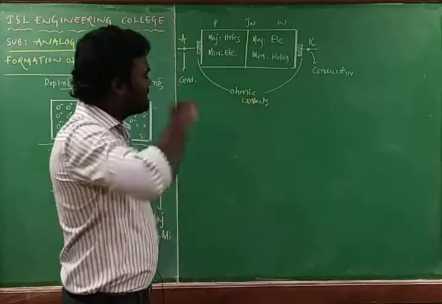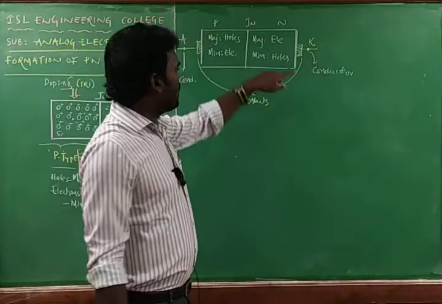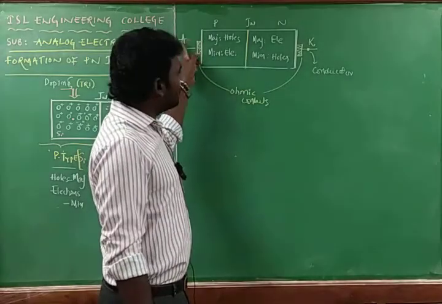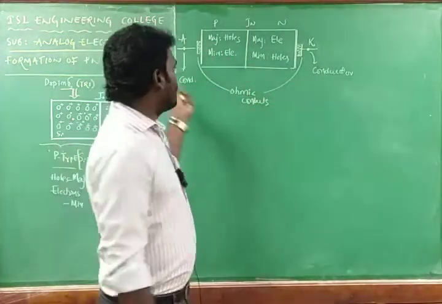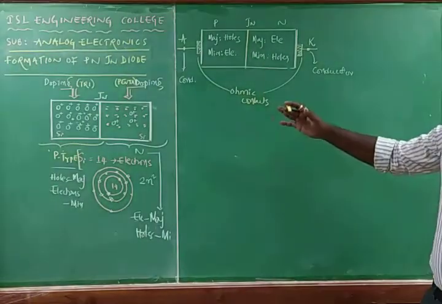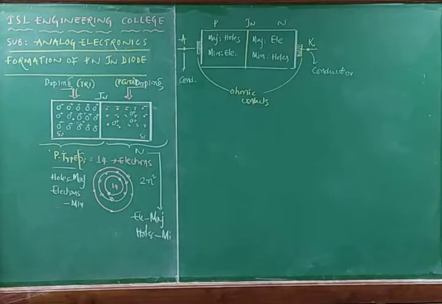Now we can call it a PN junction diode. It has the two electrodes, anode and cathode, so now we can call it a PN junction diode. The formation of the PN junction diode is completed. Then, whenever it forms the PN junction, what will happen across the junction, we have to study now.